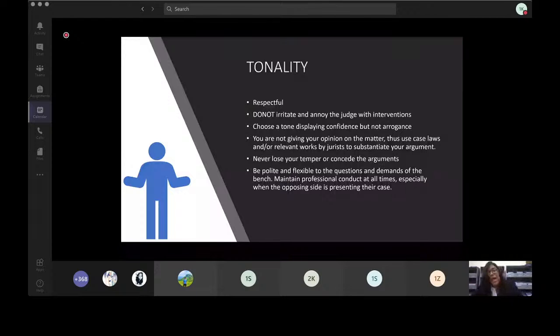So, as important as your delivery is, it is also important that you maintain proper body language and eye contact with the judges. These are basic public speaking things. And if you feel that the judge is about to ask a question, stop. Let the judge ask his question. You want to display the fact that you're confident, but you cannot be arrogant, because these judges, at the end of the day, are experts in their field of law, and you are not giving your opinion on the matter, and you are not debating.